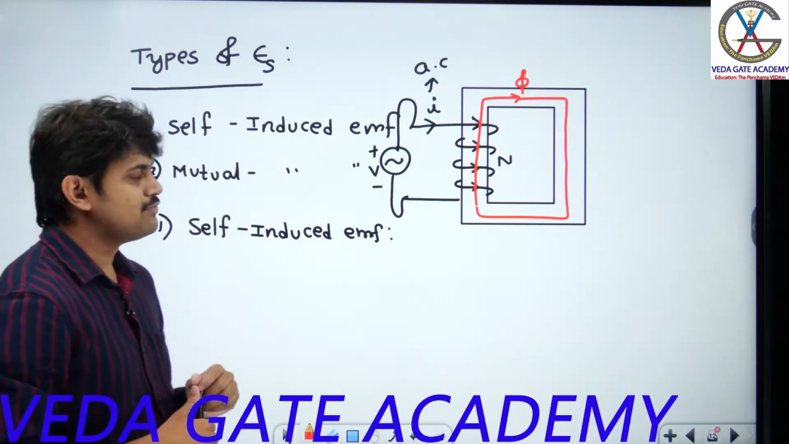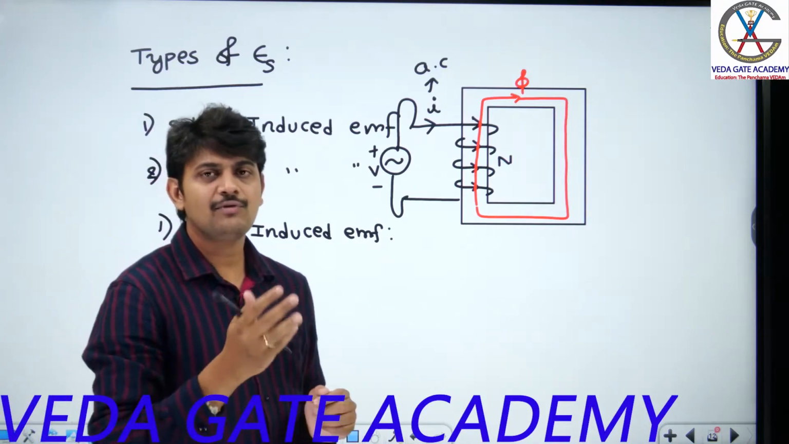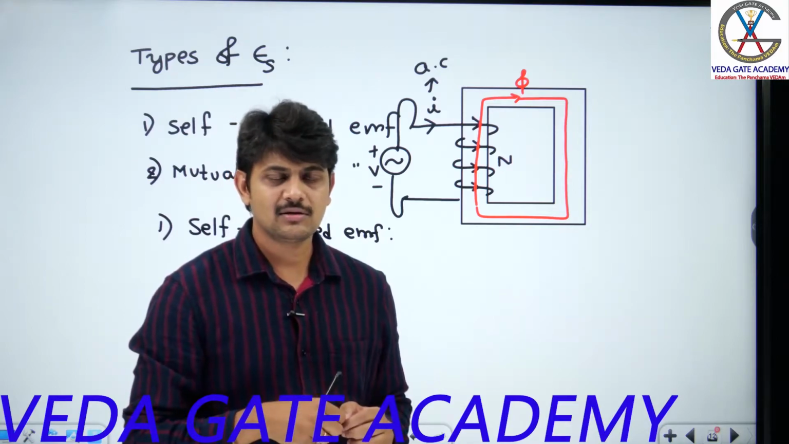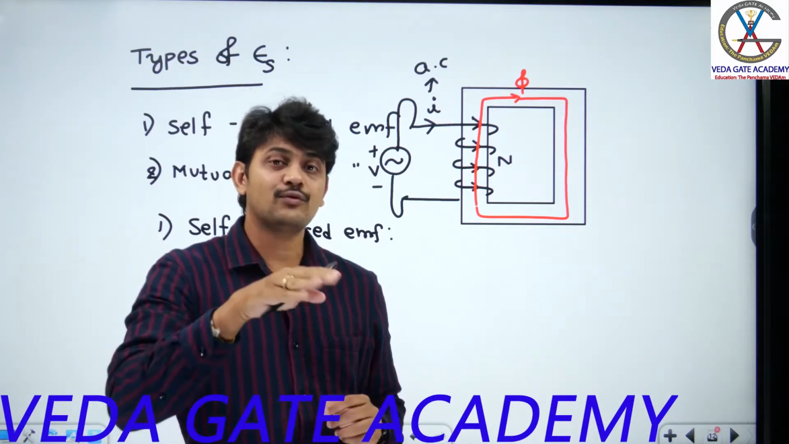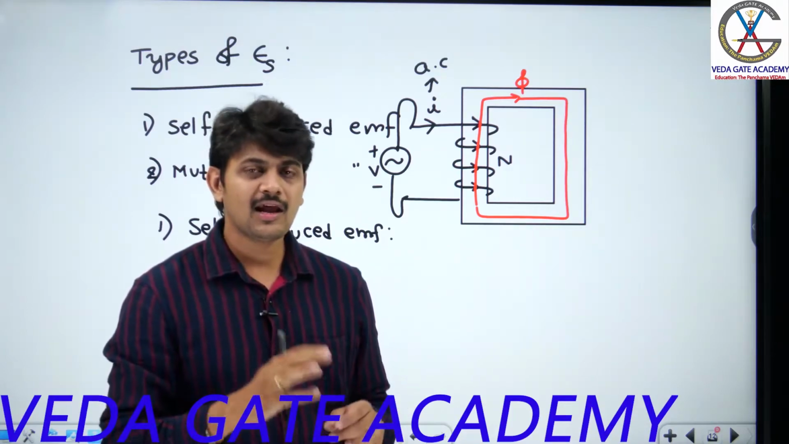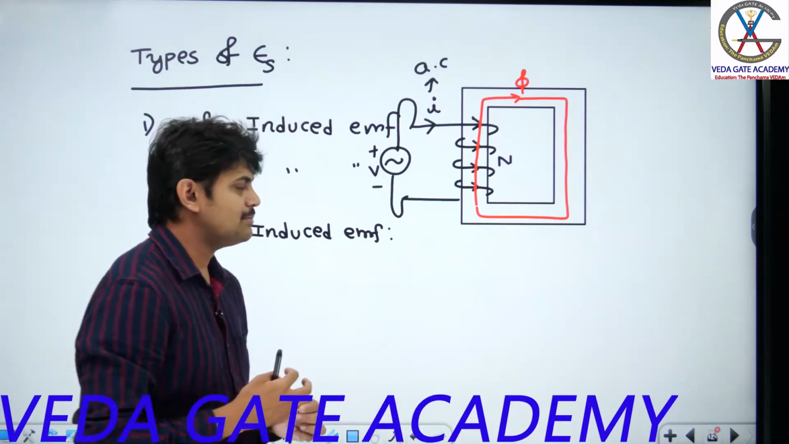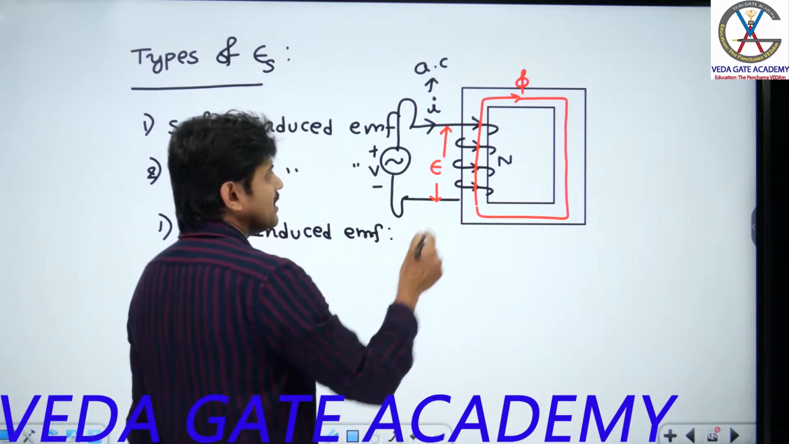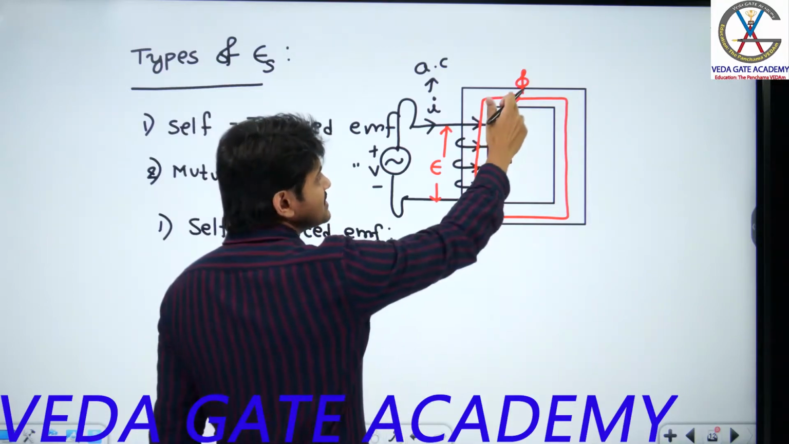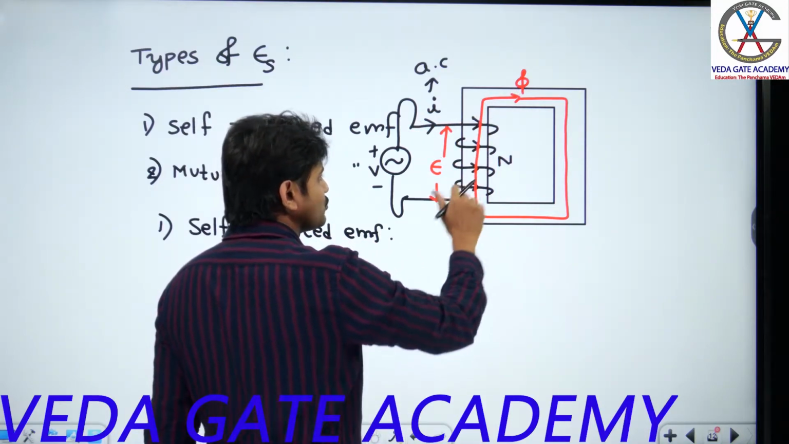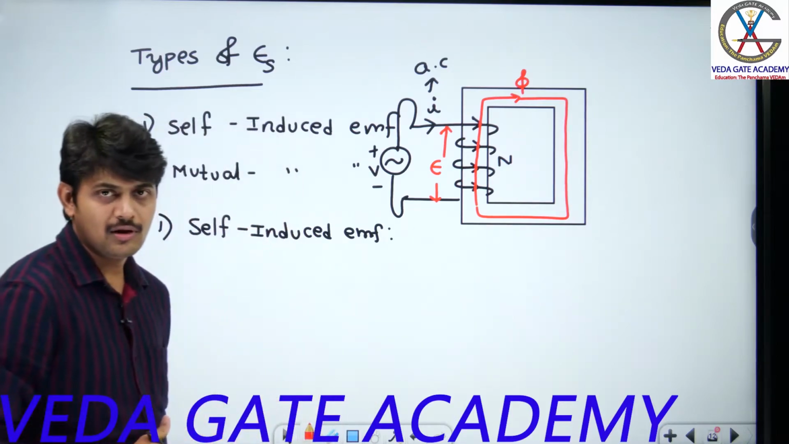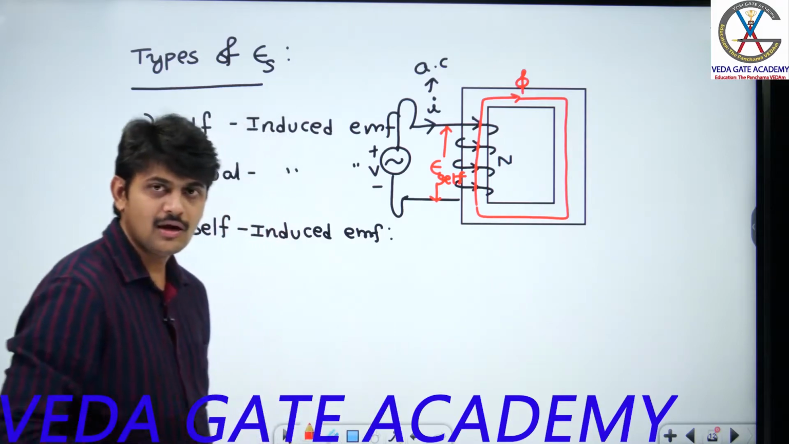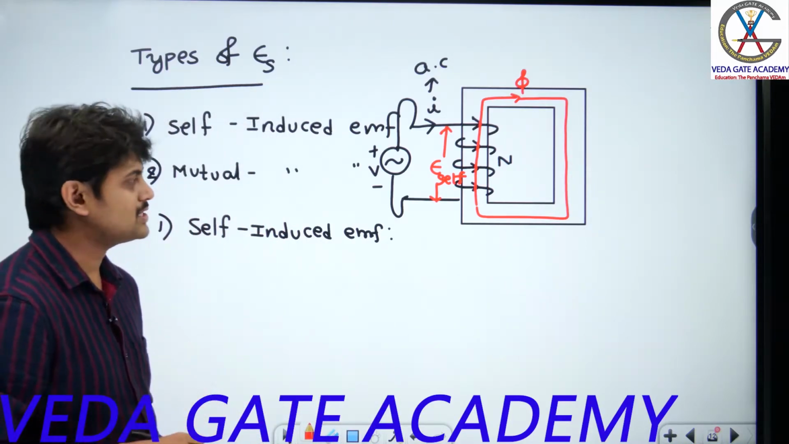Now we will try to see what is the definition of self-induced EMF. The definition of self-induced EMF is, it is the EMF induced across a coil because of flux linkages which are created by the current flowing through the same coil. Again I am repeating the definition: it is the EMF induced across a coil because of flux linkages, and these flux linkages are created because of the current flowing through the same coil or a different coil? Same coil. Such kind of EMF we can call self-induced EMF. I hope you understand this, right?